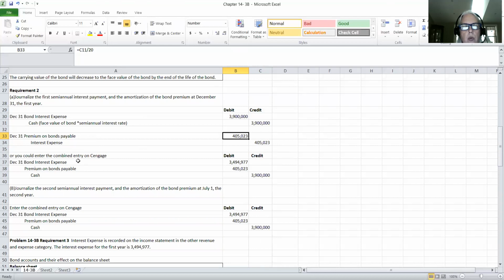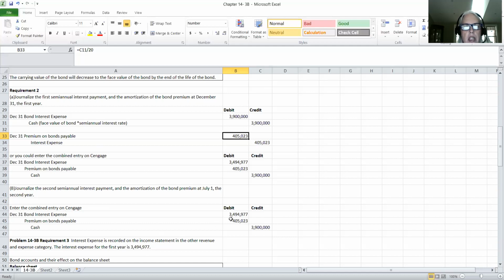Now, in Cengage, when they want you to do the combined entry, you'll notice that the bond interest expense is debited when there is a payment of interest, but it is credited when there is a premium that's been amortized. So the difference between $3,900,000 minus $405,023 will leave you with the total amount of the bond interest expense that is going to end up on the income statement as interest expense.